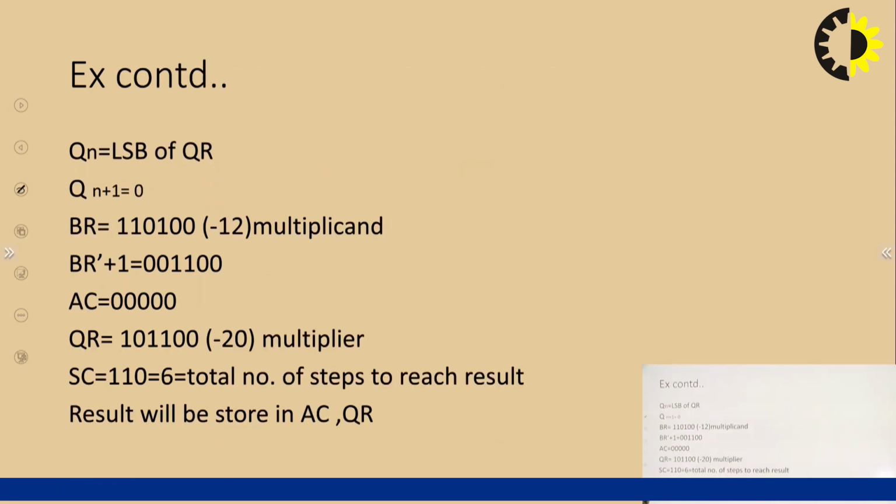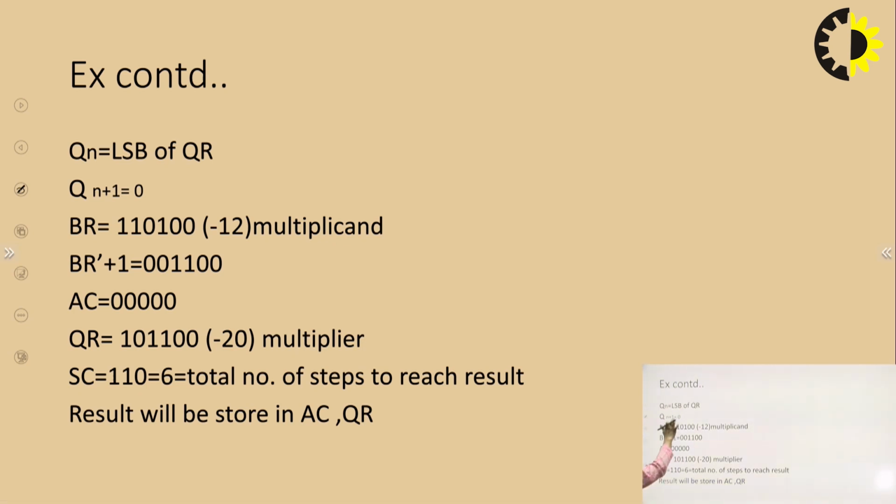Now, Qn and Qn+1. Qn is the LSB of the QR. QR is this value, the representation of minus 20, and the Qn+1 value is 0. And BR is the multiplicand, the representation of minus 12. How are we going to find this minus 12? With the help of the 2's complement of plus 12.